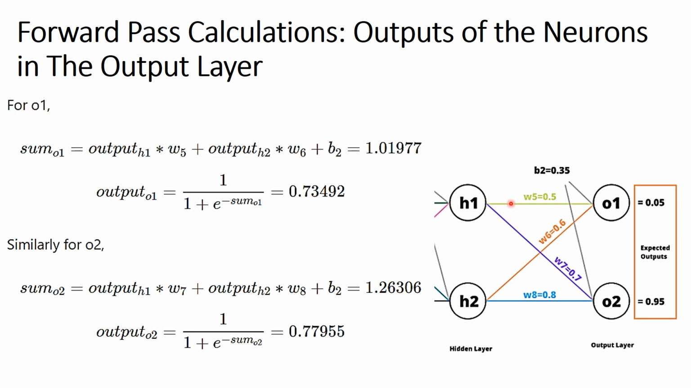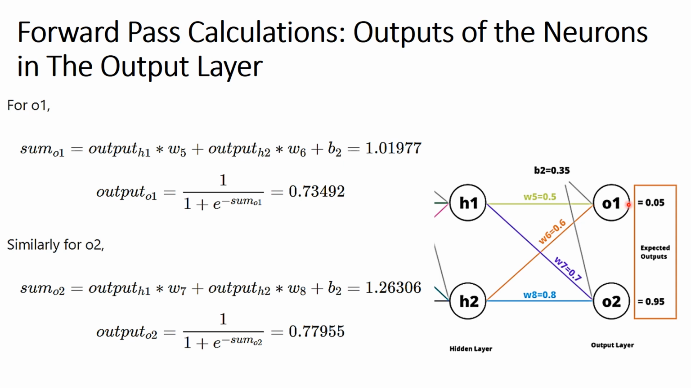طيب احنا عرفنا الخرج الجايين من H1 حسبناهم. إذا هنضربه في الوزن W5 وهنضيف البيز هنا 0.35. ومفروض برضو الخارج الجايين من H2 نضربه في W6 نجمع. ده كده بيكون النت input ل O1 اللي هو sum O1 بيساوي output H1 في W5 زائد output H2 في W6 زائد B2. النتيجة هتجيك 1.01977. استخدم ورقة وقلم أو الآلة الحاسبة وعوض واضرب هتجيك القيمة دي. طيب ده بقى النت input ل O1.